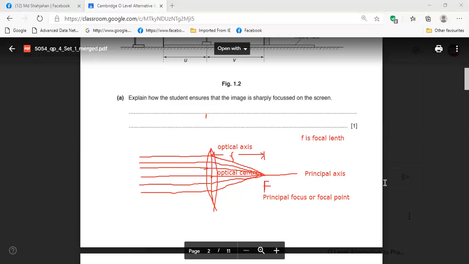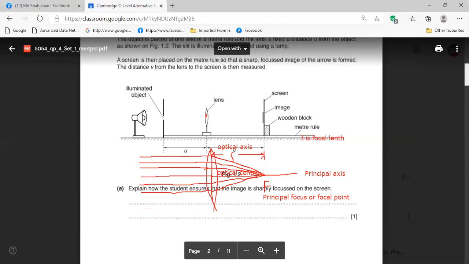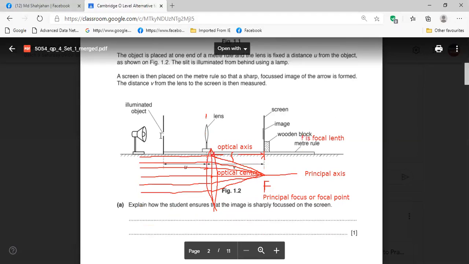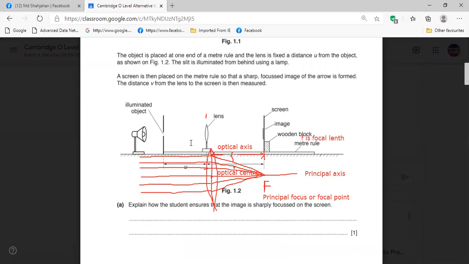So you got it, focal length. What is called focal length? Now, if the object is staying close to the focal length, very close to the lens, that means the distance of the object is less than the focal length from the lens, then there will be a virtual image. You cannot show it on the screen. Is it clear to you?